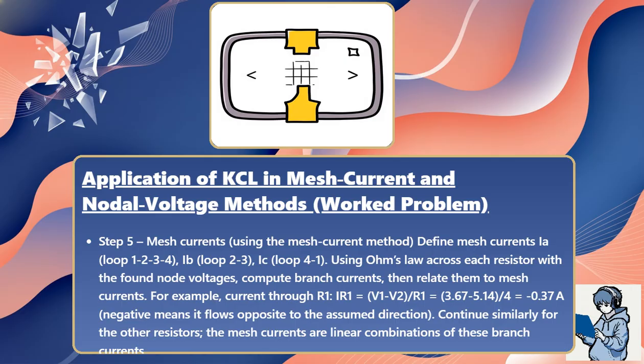For example, the current through R1 equals (V1 minus V2) divided by R1, which is (3.67 minus 5.14) divided by 4 equals negative 0.37 amperes. The negative sign indicates the current flows opposite to the assumed direction. Continue similarly for the other resistors. The mesh currents are linear combinations of these branch currents.